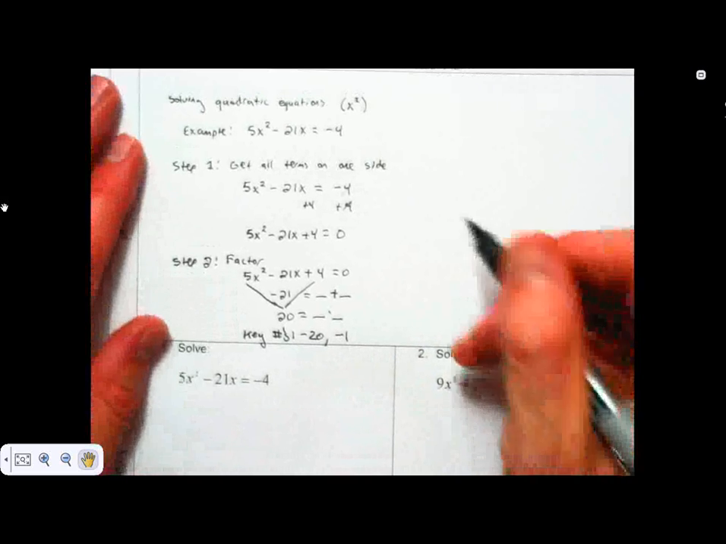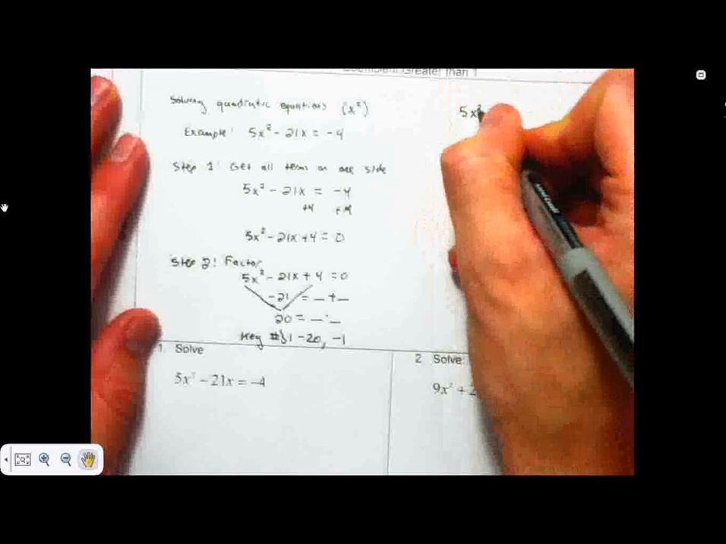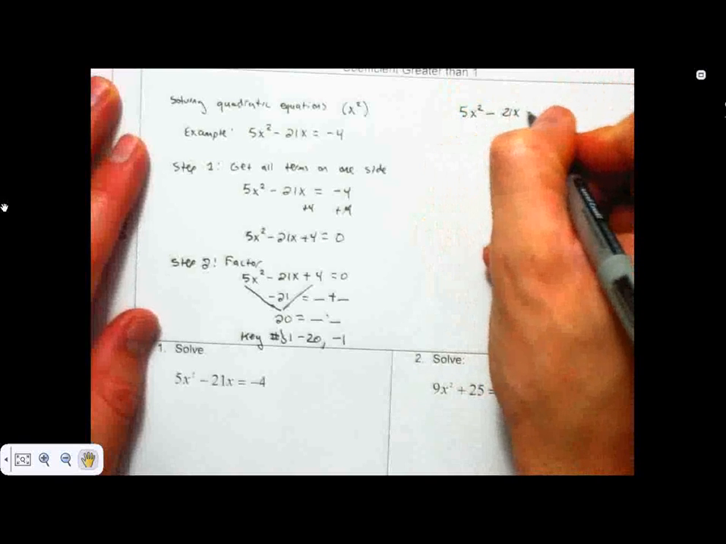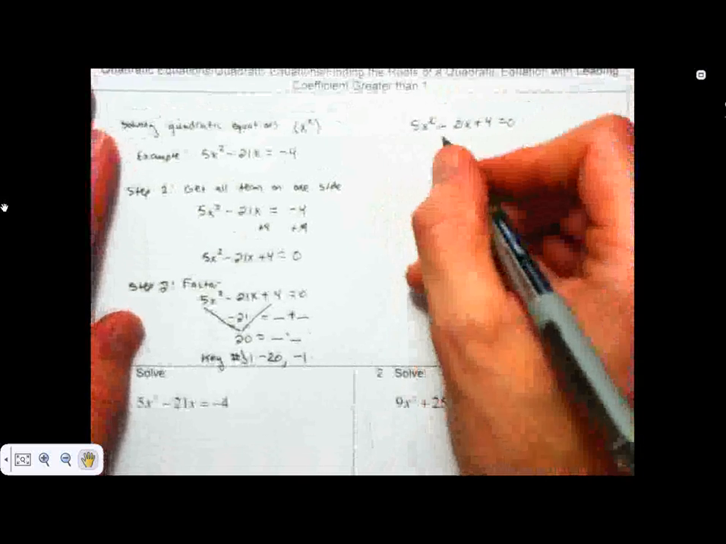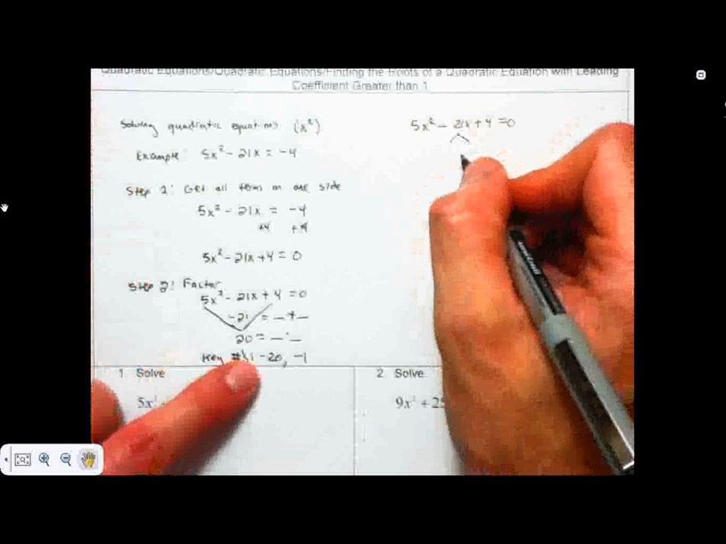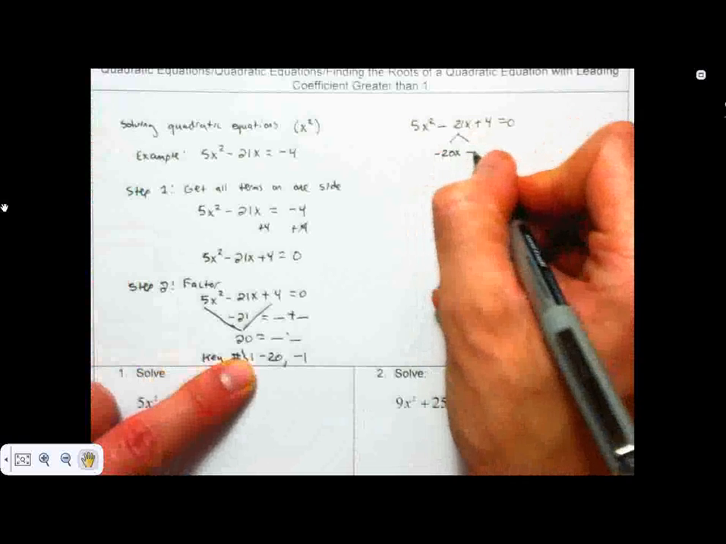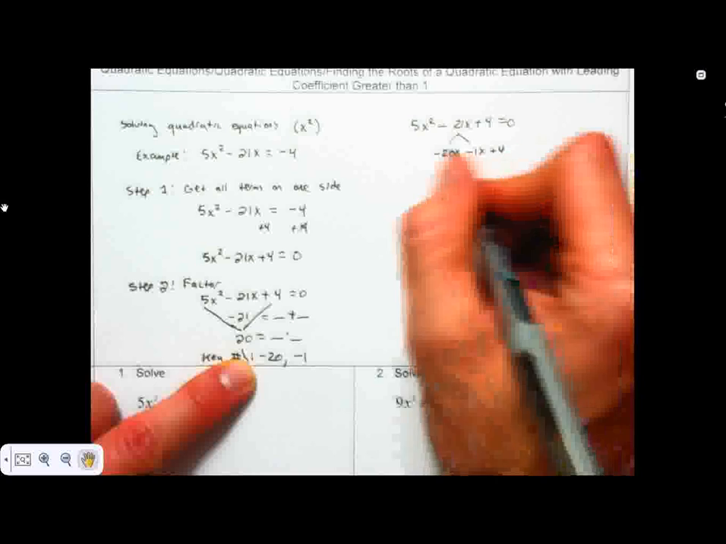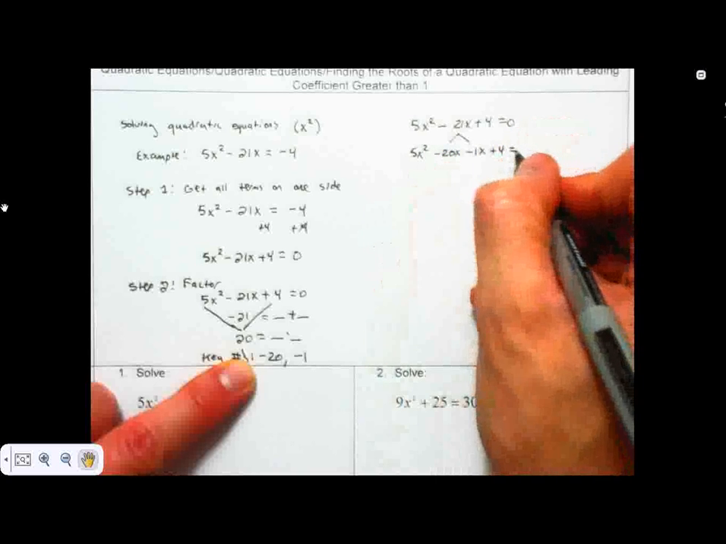So then what I'm left with is 5x squared minus 21x plus 4 equals 0. And so I've just found out how to break up the -21x. I'm breaking that up using my key numbers. So I've got -20x minus 1x, and then everything else stays the same. So I've got plus 4, and I've got 5x squared, and I know that this is all equal to 0.